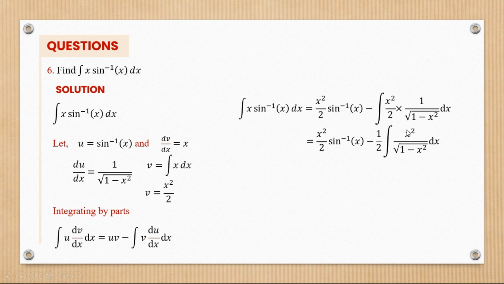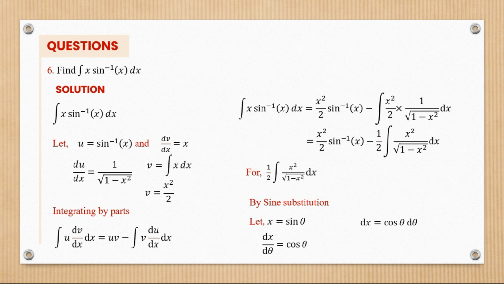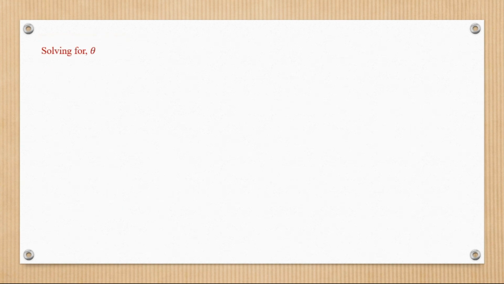When I look at this integral right here, I can see that it will require us to use sine substitution to solve further. So let's consider this integral: a half into the integral of x squared over root of 1 minus x squared. This is clearly going to require sine substitution. So we're going to let x be equal to sine theta, and then dx d theta shall be equal to cos theta, which means dx shall be equal to cos theta d theta. Remember theta is sine inverse of x. So when we substitute everything back, we'll have x squared over the root of 1 minus sine squared theta times cos theta d theta.